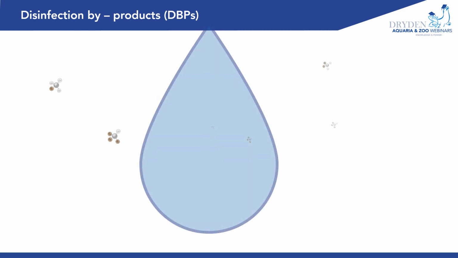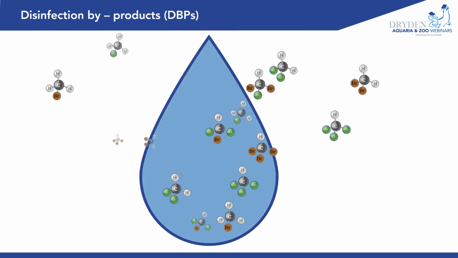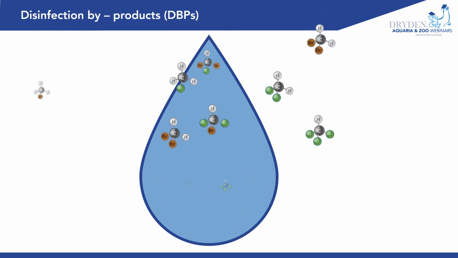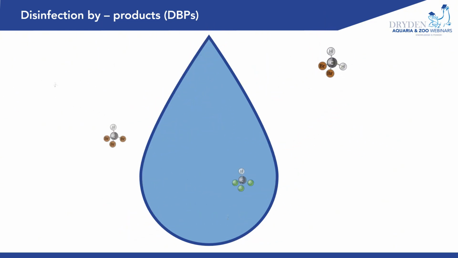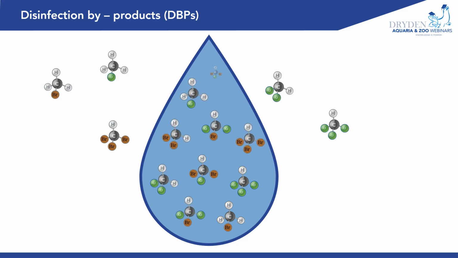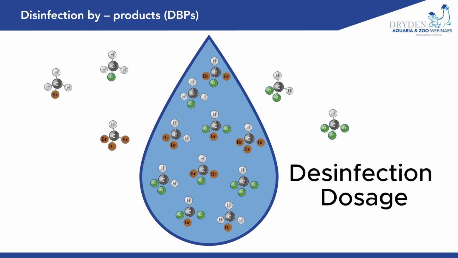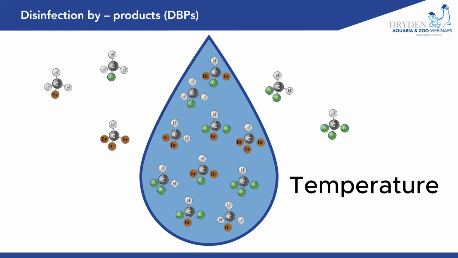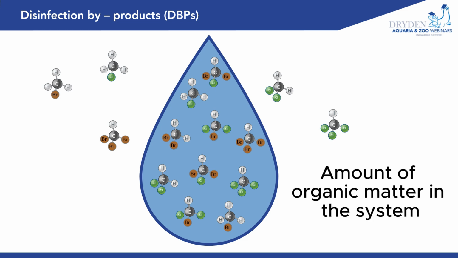Well, disinfection byproducts, or DBPs, are unintended compounds formed when disinfectants like chlorine or ozone react with organic matter, such as urea, fecal waste, and uneaten food. Chlorine is widely used in facilities to maintain water quality and prevent the spread of pathogens among animals and to personnel. Several factors influence the DBP formation process, such as disinfection dosage, contact time, temperature, pH levels, and most importantly, the amount of organic matter in the system.